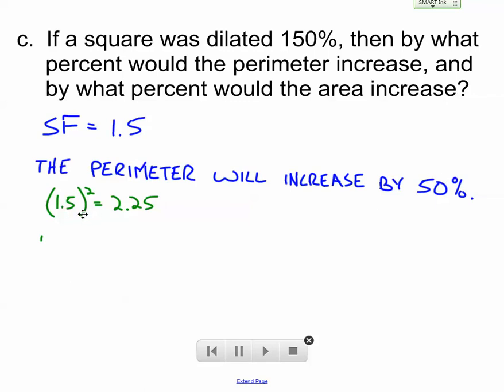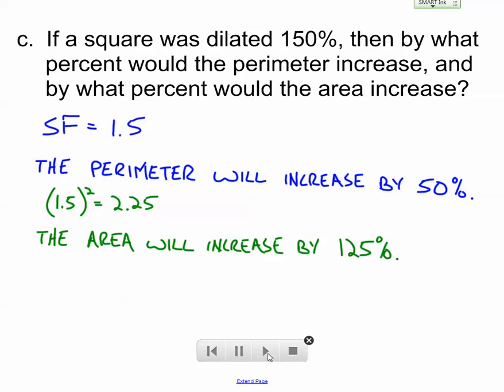Now with area, we have to take that scale factor and square it. We get 2.25. 2.25 is 1.25 bigger than 1. So the area will increase by 125%. Okay, so perimeter, you just take the scale factor. That is 50% bigger than the original. Area, you square the scale factor. That's 125% bigger than the original.